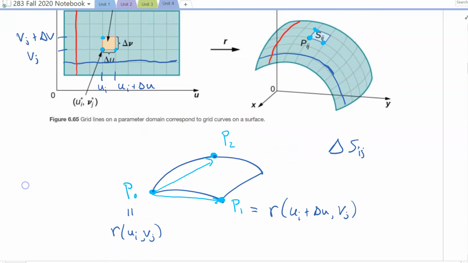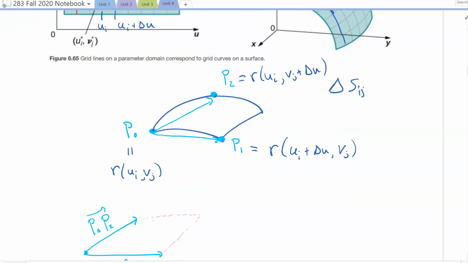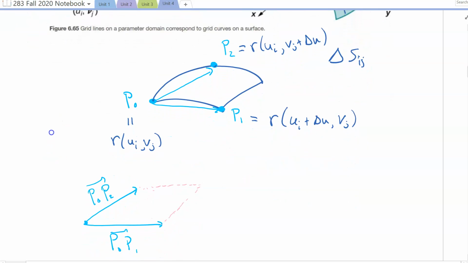All right, the point P2 is the image of the point u sub i comma v sub j plus delta v. So under the parameterization, it's the image of that point there. All right, and now what we want to do is write down what those vectors are in terms of the parameterization r and those image points, and then we'll find the area of this parallelogram. Let me try to redraw it here. All right, there's the parallelogram determined by those vectors.